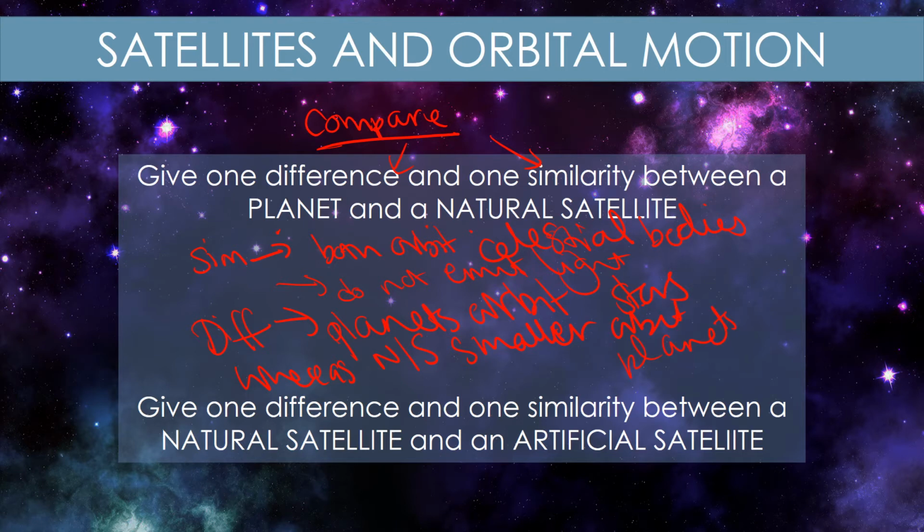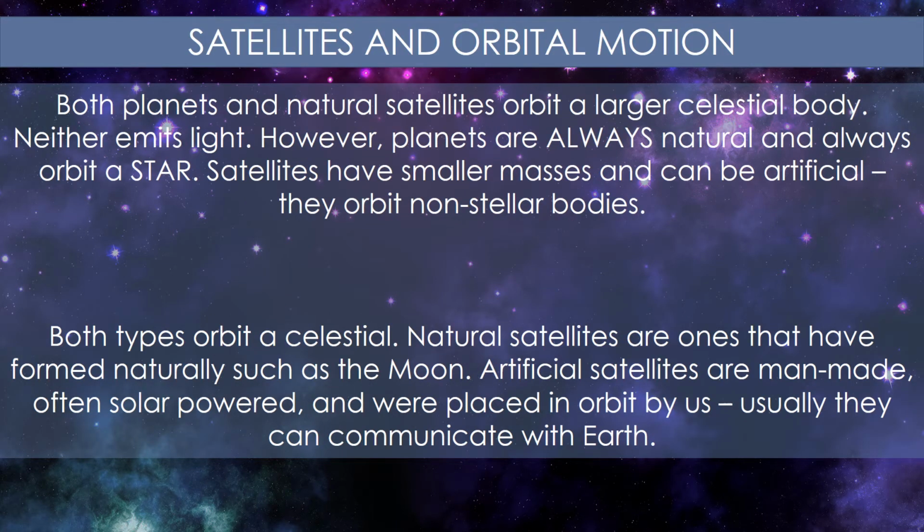Give one difference and one similarity between a natural satellite and an artificial satellite. Oh, sorry, I flipped forward the slide there. That was annoying. Let's quickly go through the answers, though. So both planets and natural satellites orbit a large celestial body. Boom. Neither emits light. Yes.